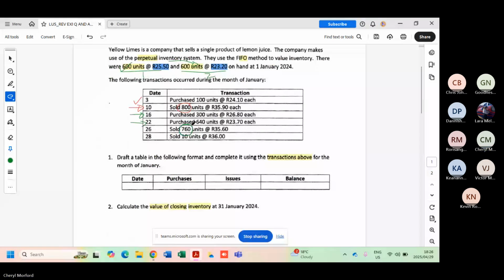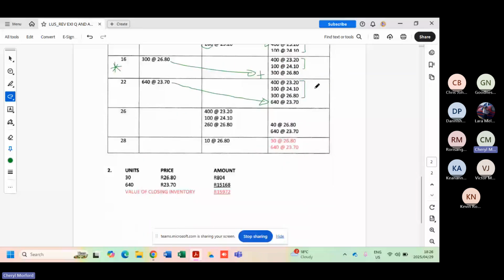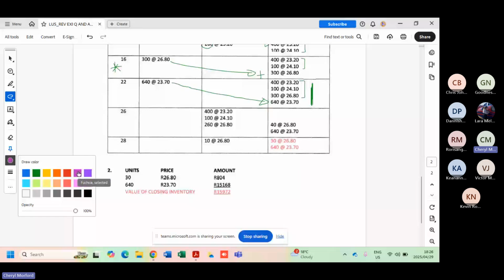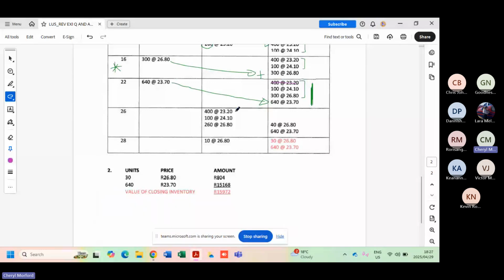760. So we're going to come to where we are, and we're going to use this because that was our most recent balance. And we're going to start at the top, and we're going to slowly sell them off until we account for 760. So this is the oldest one here. We can cross that 400 off. We need to keep going because we require 760.